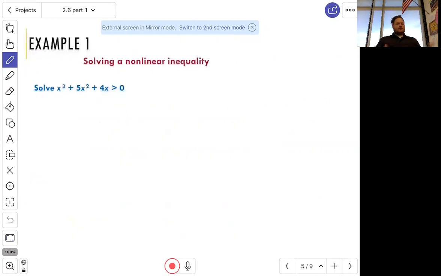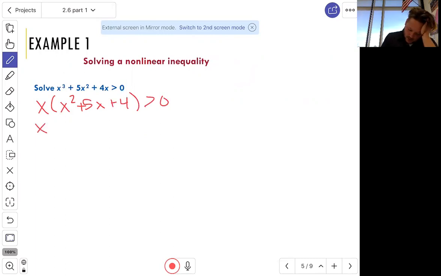So here we go. This is your typical example. Solve this nonlinear inequality. If you remember your steps, the first thing I'm going to do is factor this. Notice I can factor out an x, which is a greatest common factor. So I have x times (x squared plus 5x plus 4) is greater than or equal to 0. What I've done here is factor out an x. I'm going to continue to factor here, and I get x plus 4 and x plus 1, all greater than or equal to 0.